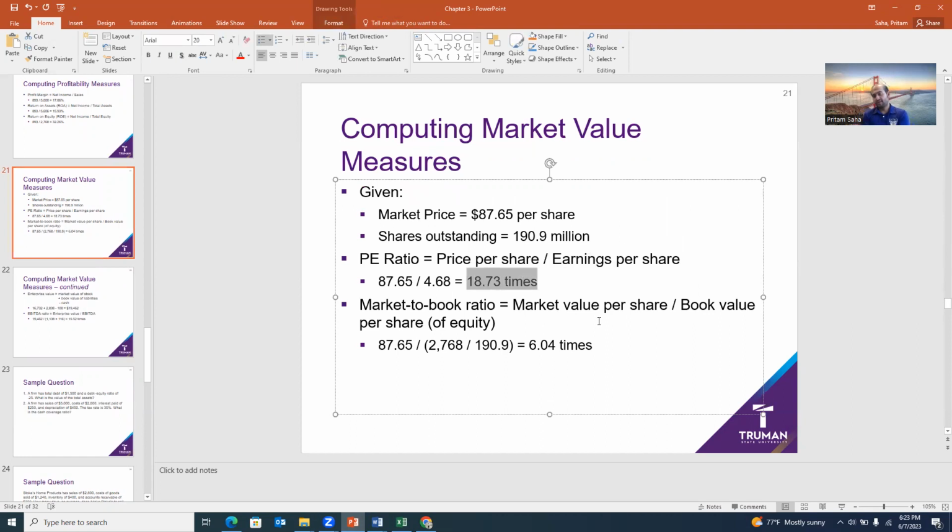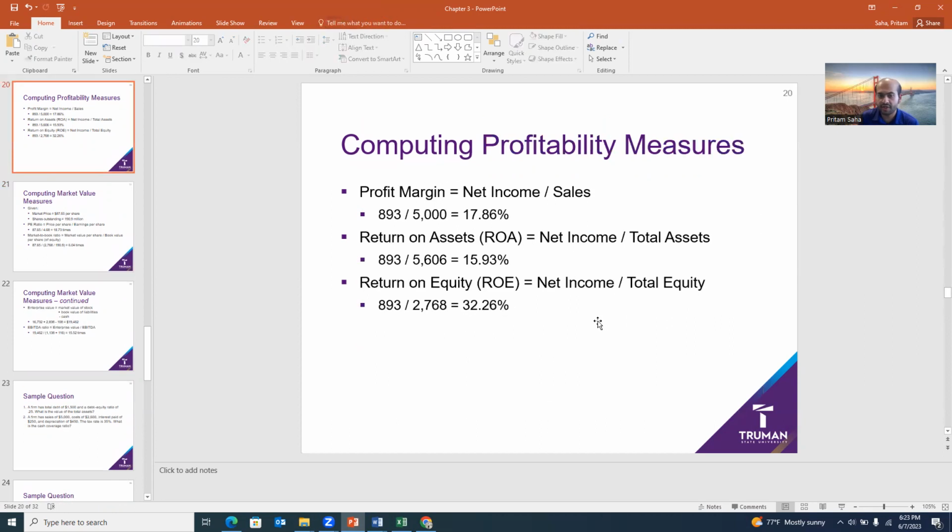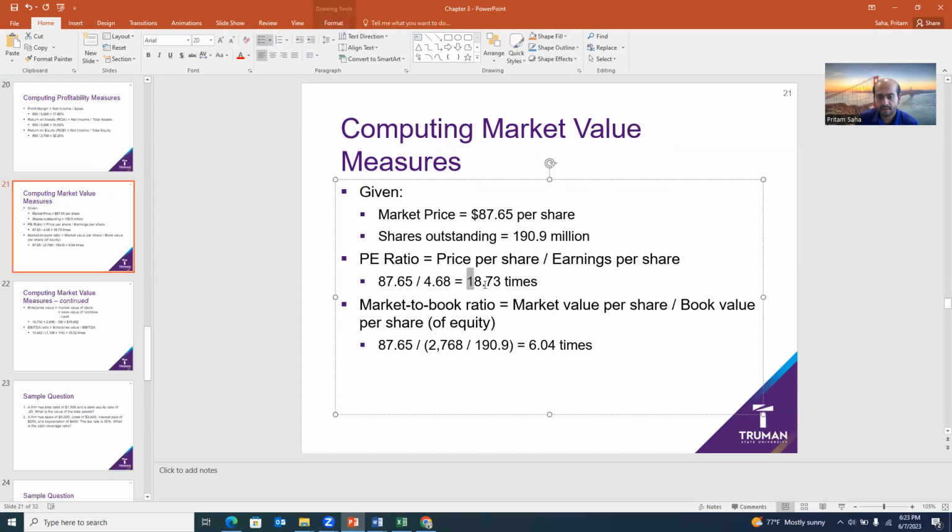Now, what is the interpretation? The interpretation is that to earn $1 of income per share, to generate $1 of profit per share, you have to invest $18 in the firm. Now, whether this 18.73 is a good number or bad, we have to be careful. PE is the most widely used ratio, and it has a lot of different explanations, so we have to be careful.